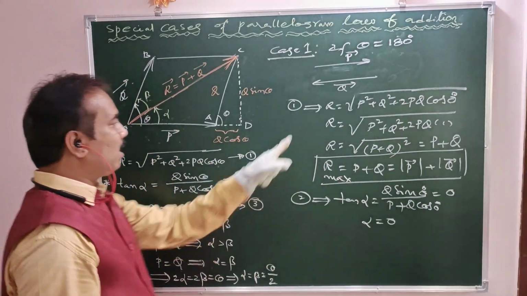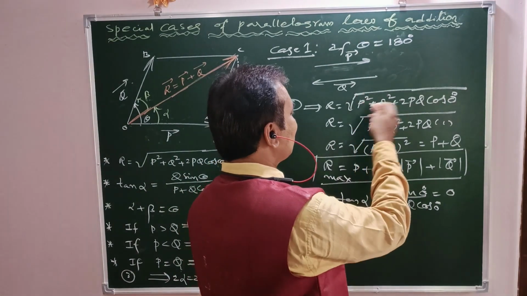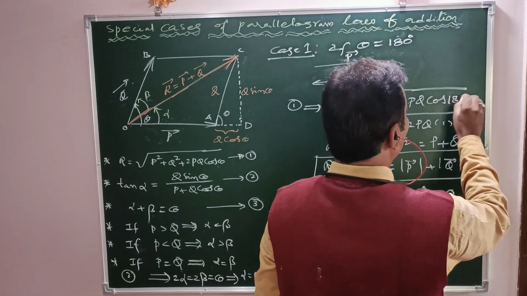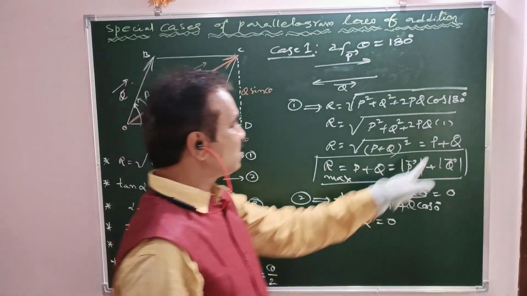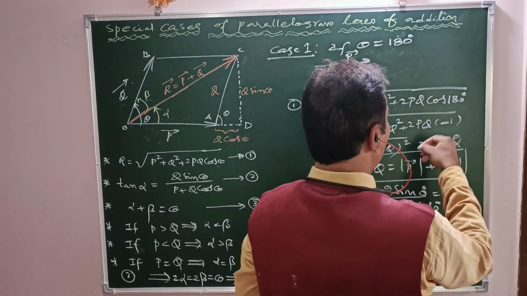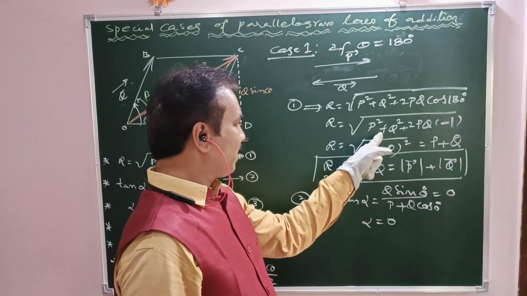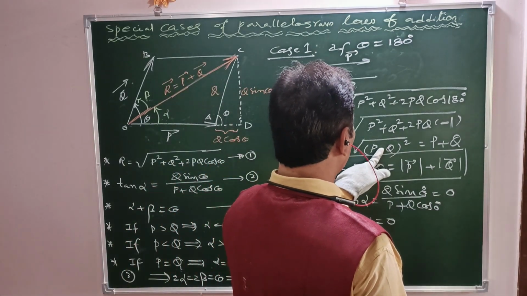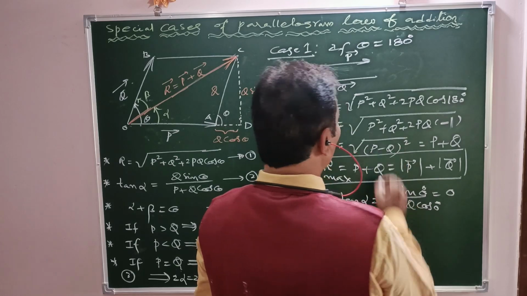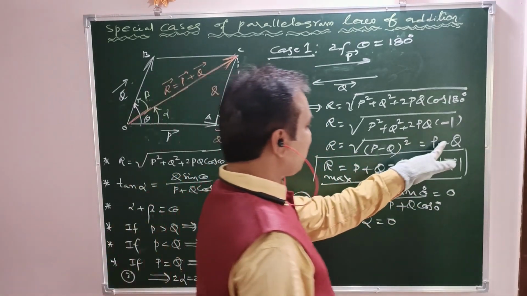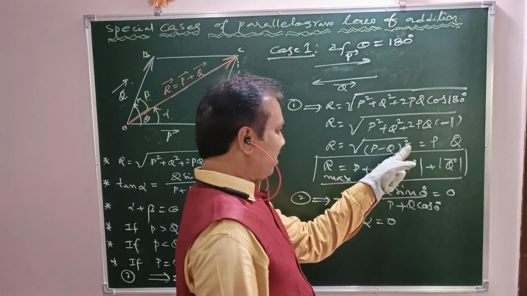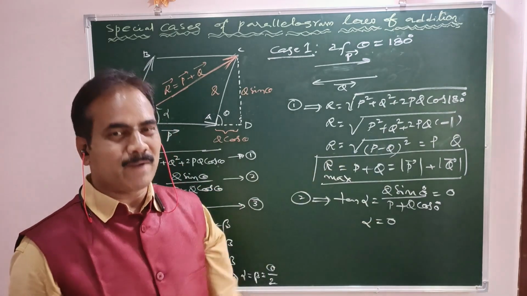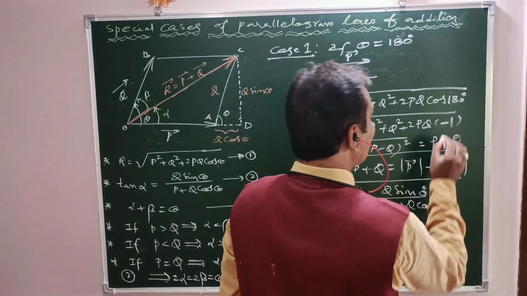From the first expression, R equals root over P square plus Q square plus 2PQ cos 180 degrees. Cos 180 is minus 1, so R is root over P square plus Q square minus 2PQ, that is P minus Q whole square. Square and root cancel with each other, and we are left with R equals P minus Q, otherwise Q minus P.